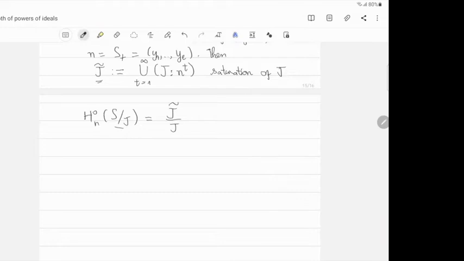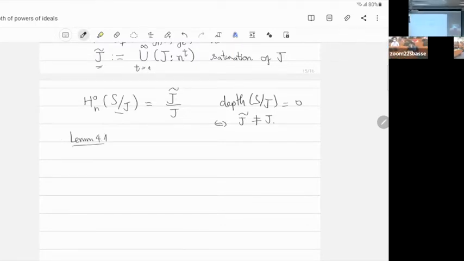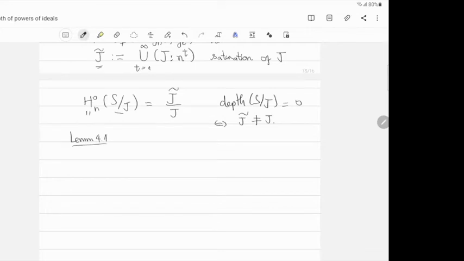And so you see, this is relevant to our discussion of depth. So depth zero will mean that the saturation is very different from J. What do you mean by H zero N? You mean cohomology? Local cohomology. You can define it directly: everything in S mod J that is killed by some power of N. It is the zeroth local cohomology, supported at N.